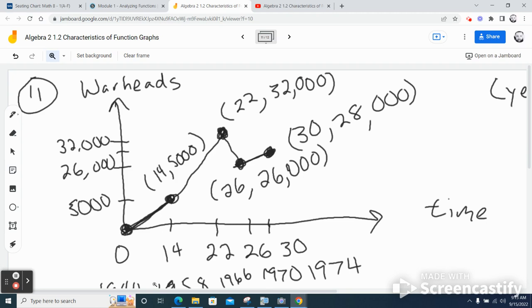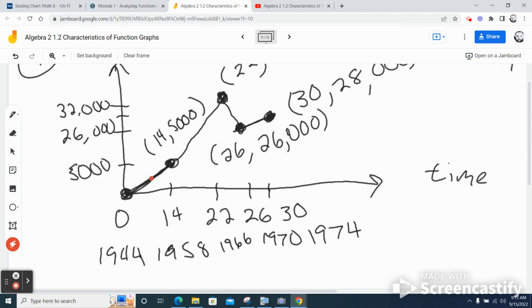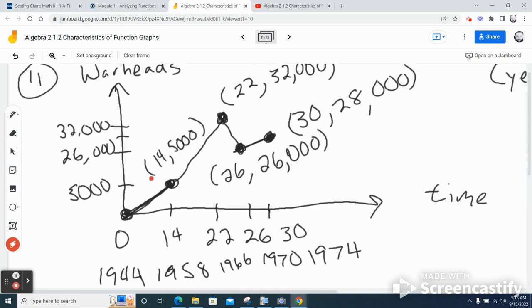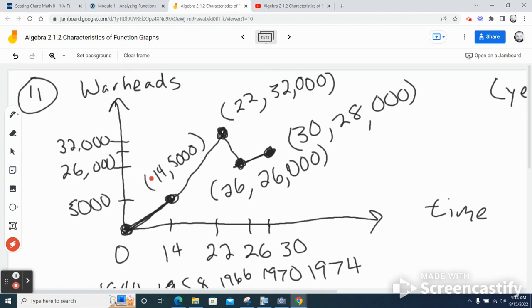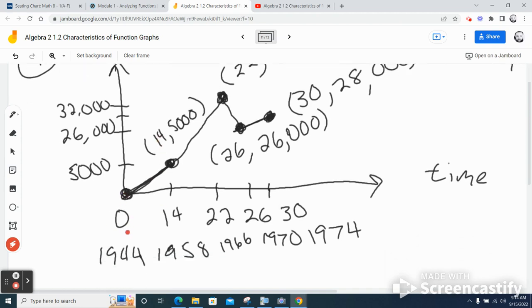From 1944 to 1958, there was a gradual increase in the number of warheads from 0 to 5,000. And so what that means is, at the very beginning, how many warheads did they have? 0. So I'm going to compare time versus the number of warheads, which is a very American type math problem. I'm a little surprised it's in our textbook, but it is a reality. So 0 then is how many years after 1944? So 0 represents 1944, okay?